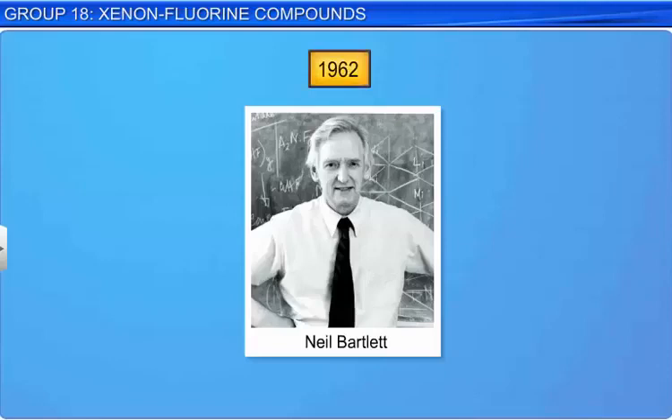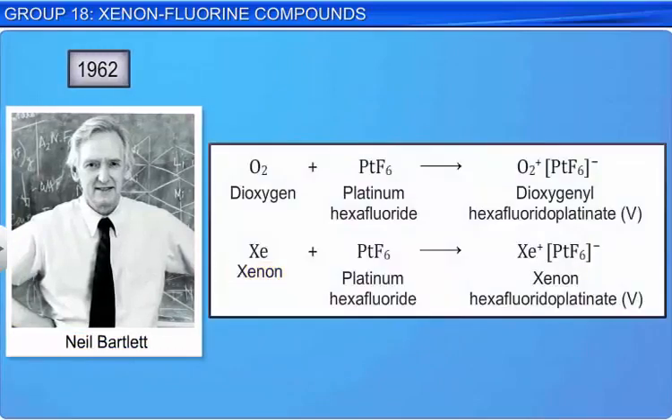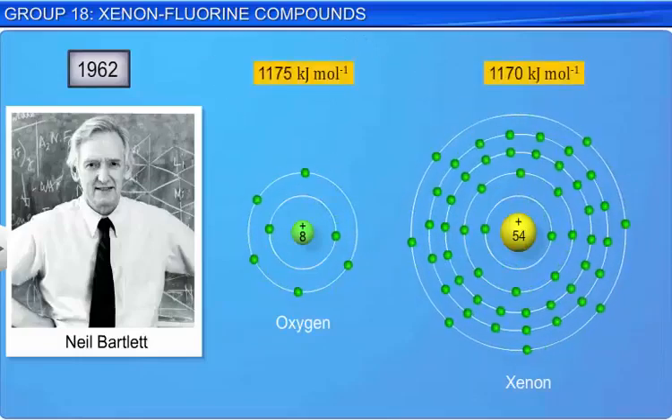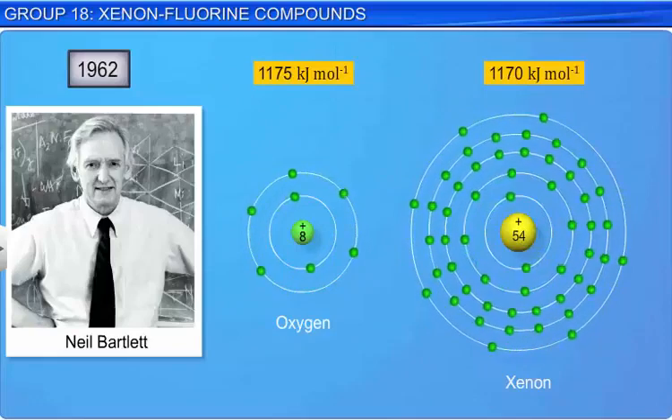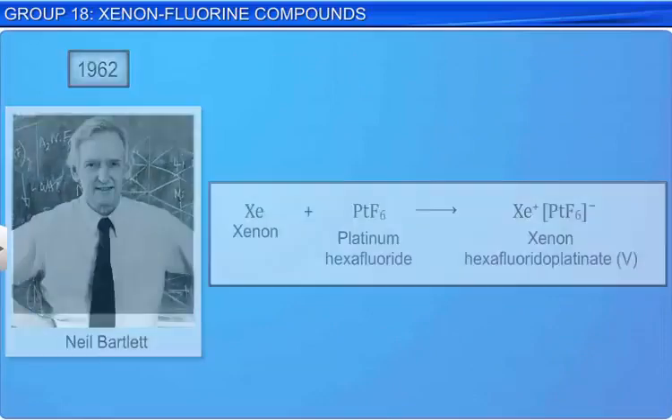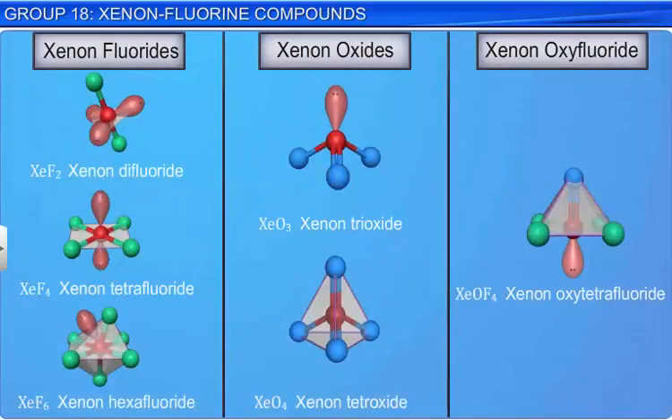You know that in 1962, Neil Bartlett predicted that xenon should react with platinum hexafluoride just as dioxygen does, because the first ionization energies of both oxygen and xenon are nearly the same. His efforts were successful. He was the first to prepare a compound of xenon called xenon hexafluoridoplatinate(V). Later, many compounds of xenon were synthesized, including fluorides, oxides, and oxyfluorides.